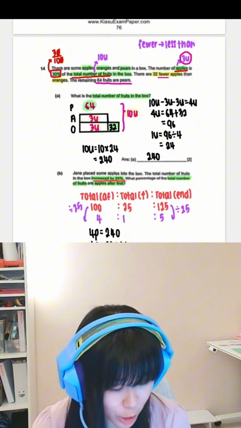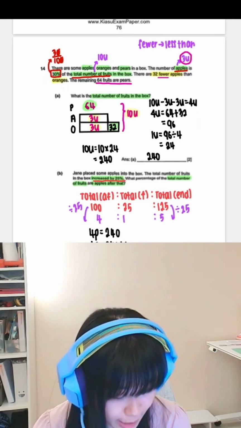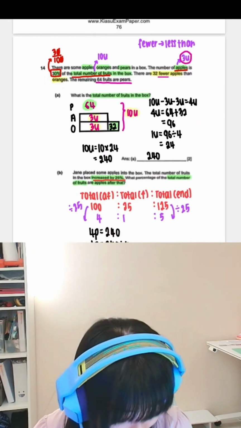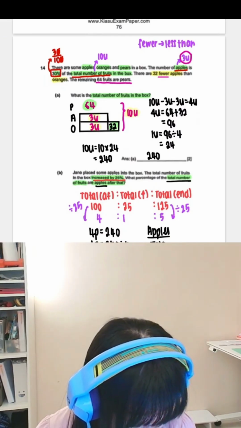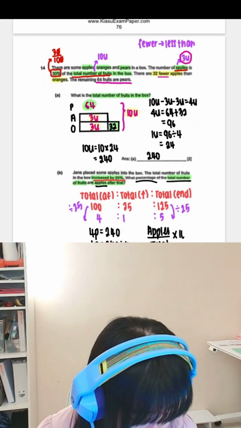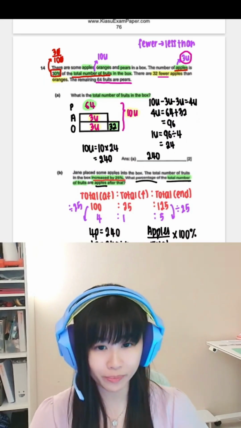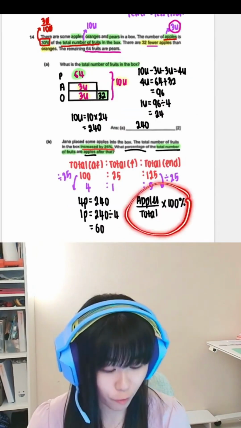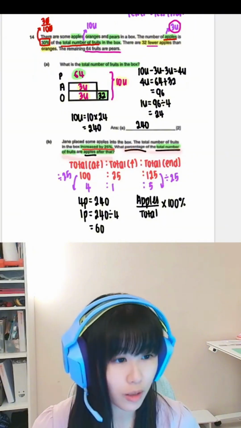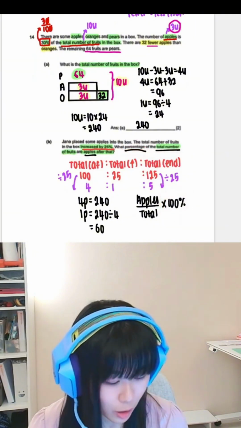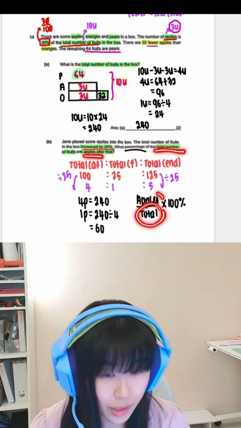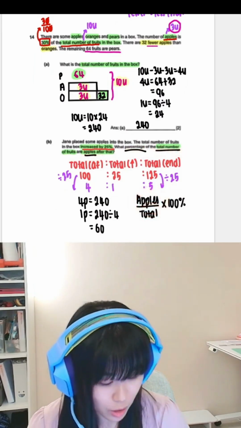Okay, what percentage of the total fruits are apples in the end? You want apples out of your total. And you want percentage, so you must times 100%. So this is the main thing that you need to find. I am deriving the formula from what the question is asking for. Because they ask percentage, so I must make it percentage, times 100. Total in the denominator, apple in the numerator. Okay, so this is what I need to get.